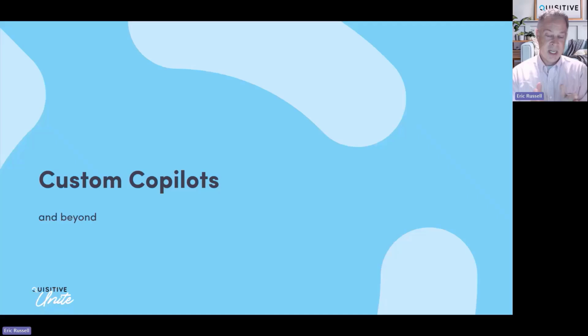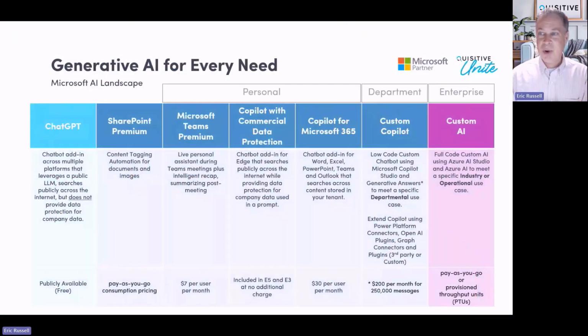So that is a series of use cases that, when we get into custom Copilots, those are personal use cases, right? Whether it's a Microsoft Teams Premium license, whether or not you're enabling Copilot with commercial data protection for your tenant, or whether or not you're assigning licensing for Copilot for Microsoft 365, those personal assistant use cases, right? Identify the use cases, cover off on the technical prerequisites, address your technical readiness. That is what I'm going to refer to as a buy decision.